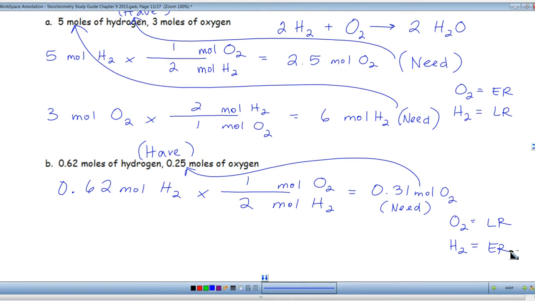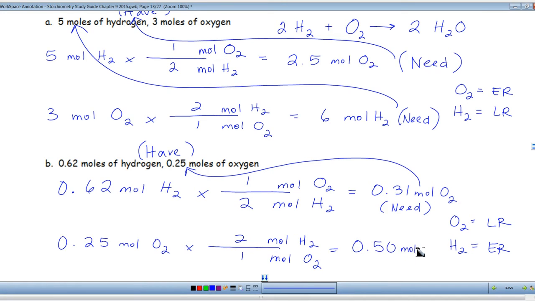Cool. And again, let's say you would have picked the oxygen to start with. You can pick either reactant, and you don't have to do both. But if you would have picked the 0.25 moles of O2, then we'd cancel moles of oxygen, and we'd switch it to moles of hydrogen. We'd plug in the ratio. It was 2-to-1. We'd multiply by 2. 0.5 moles of hydrogen needed.